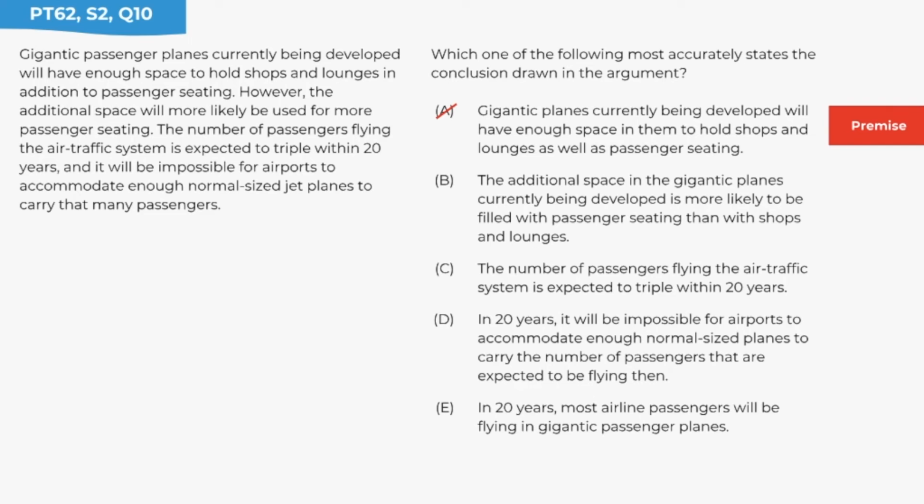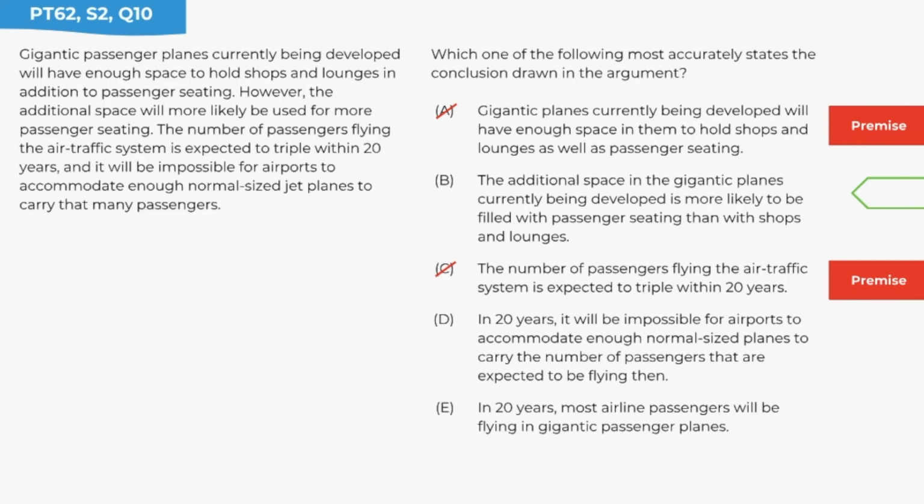Answer choice B says the additional space in the gigantic planes currently being developed is more likely to be filled with passenger seating than with shops and lounges. That looks exactly like the author's main point. Let's hold on to B. Answer choice C says the number of passengers flying in the air traffic system is expected to triple within 20 years. Again, that's a premise of this argument.